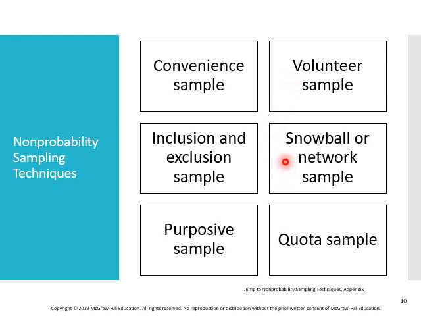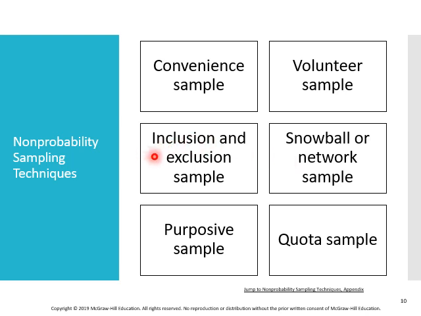Snowball or network sample means that participants introduce other individuals who have similar characteristics to the researcher. So in the example I used in the previous slide about Vietnam War vets, my neighbor who is a Vietnam War vet may tell me, hey, here are 5 of my buddies, you can contact them, or I can ask them to give you a call. So that will be a snowball sample.